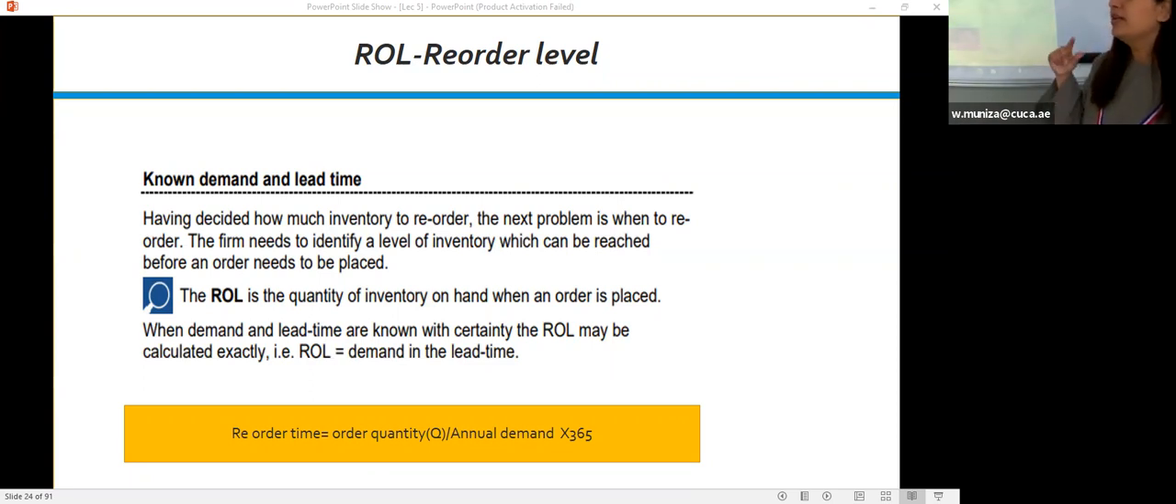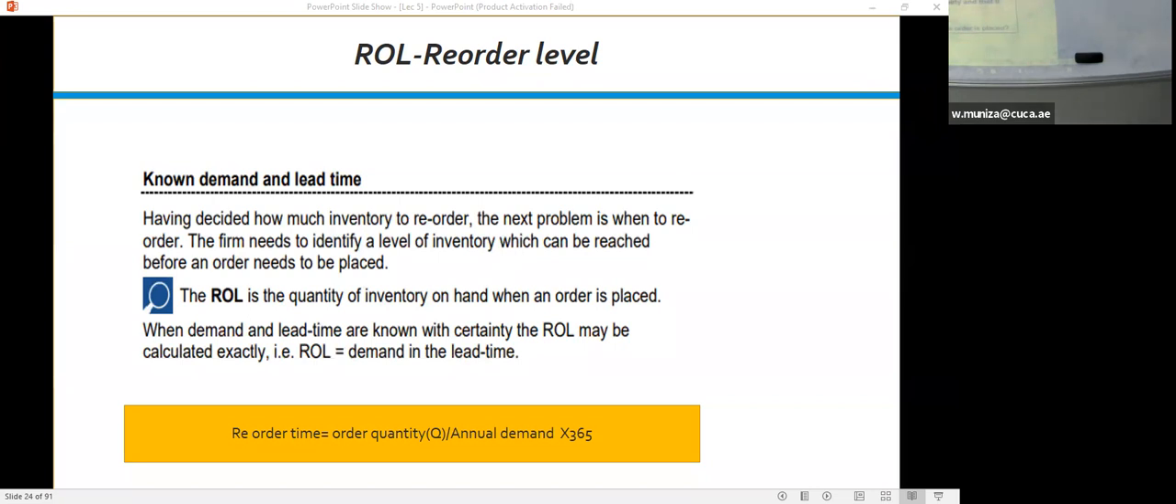But what about reorder time? How frequently you need to place an order? How often you need to place an order? In your book, they have not given the formula for reorder time, but they do ask in the exam to calculate reorder time. So the formula for calculating reorder time is the order quantity divided by annual demand multiplied by 365. How often you need to place an order? You can calculate it by Q divided by D multiplied by 365. Got it?